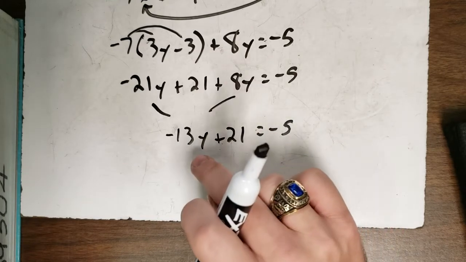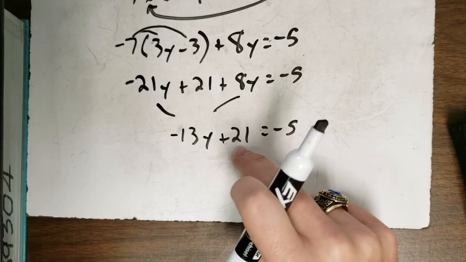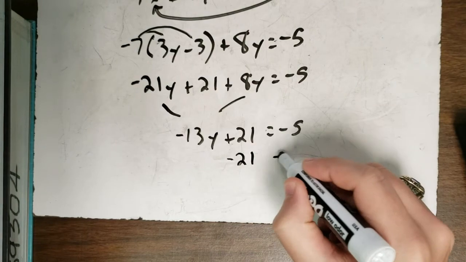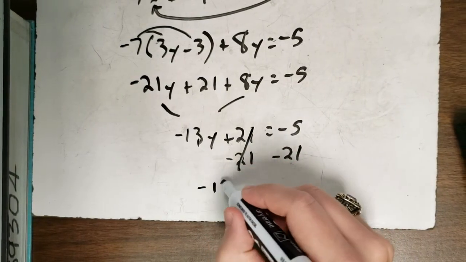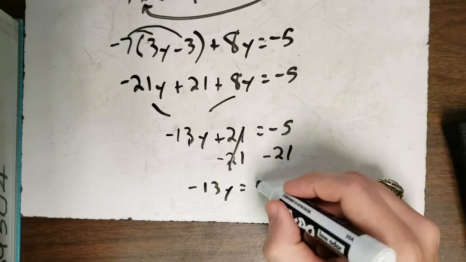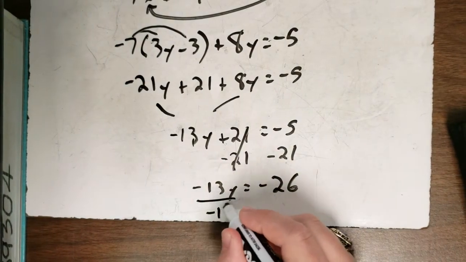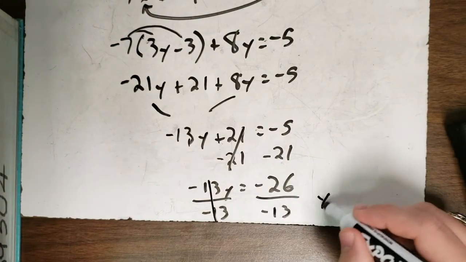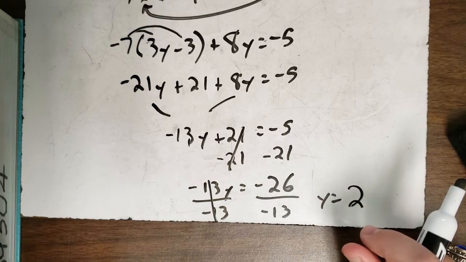All right, next step. We have our y here, our number without a letter here. So what must we move first? Our 21. It's plus, do the opposite, -21 here, -21 there. That cancels. Bring down our -13y. And that equals -5 minus 21. You combine these two numbers, you get -26. Last step, divide by -13 here, divide by -13 here. That cancels, and y equals -26 divided by -13, 2.